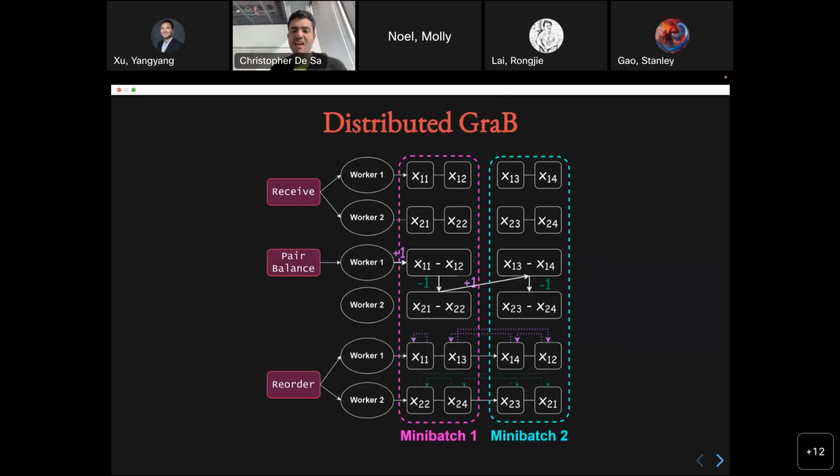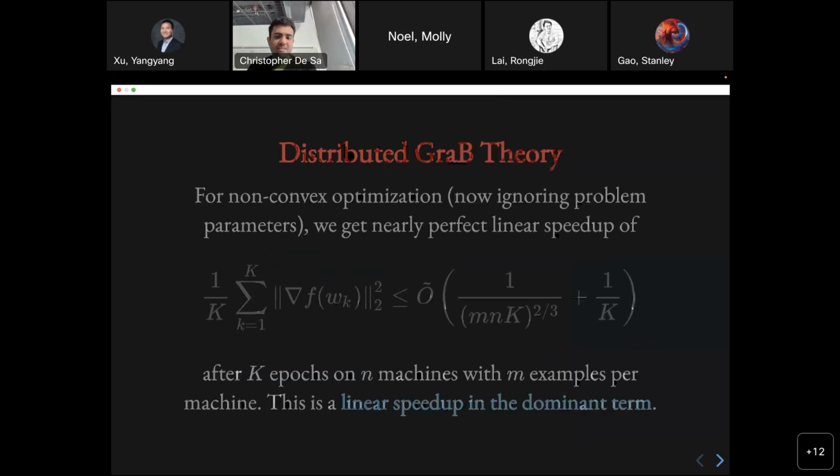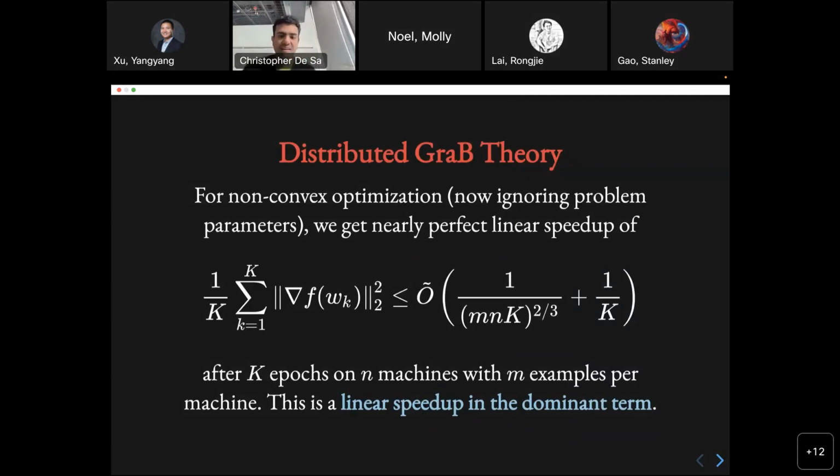It uses the same idea of balancing pairs, but instead of balancing pairs that are consecutive to each other in some global example ordering, we're balancing pairs that are consecutive to each other in the order that is presented on a single parallel worker. And this lets us get a nice, almost linear speedup.